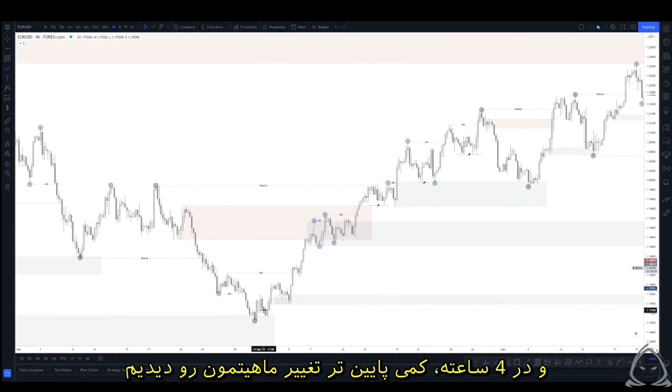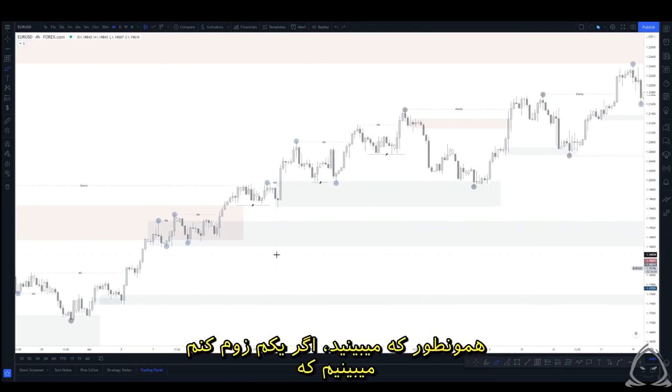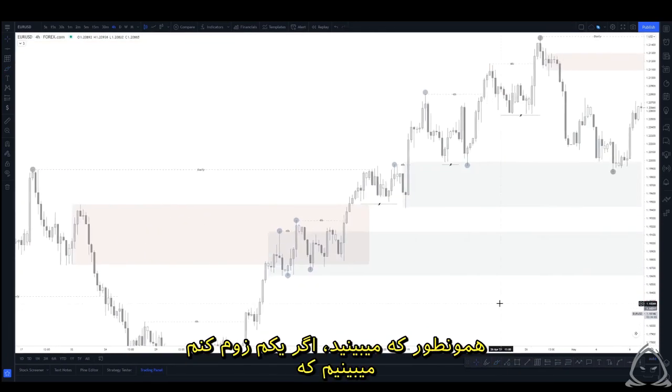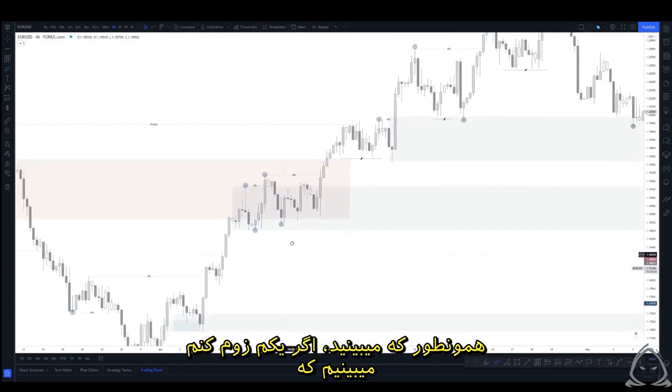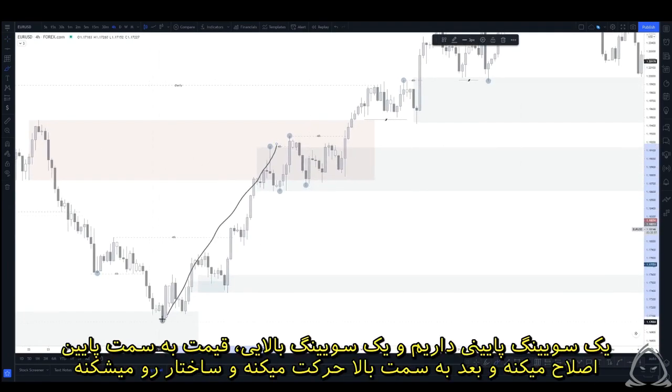And on the 4-hour, we started to see our change of character a little bit lower. And we'll just start in this section as we are just about to break this daily swing point to switch the trend from bearish to bullish. So as we can see, if we just zoom in, we have our impulsive leg on the 4-hour here. We have a swing low and a swing high. Price corrects to the downside and then moves to the upside, breaking structure.